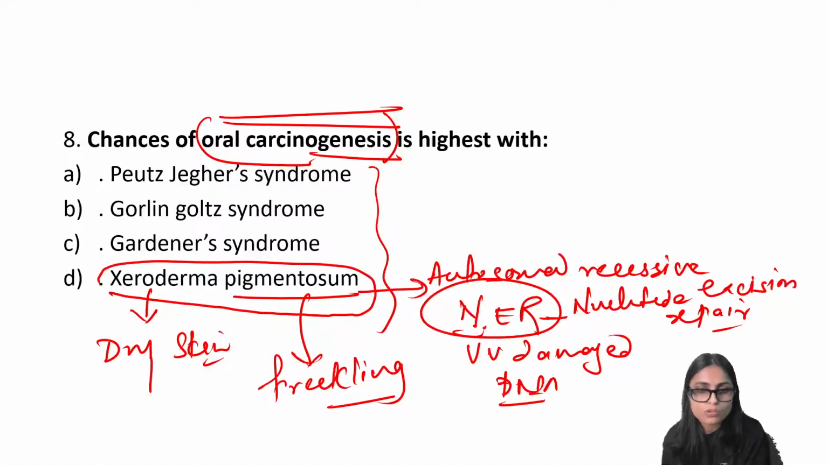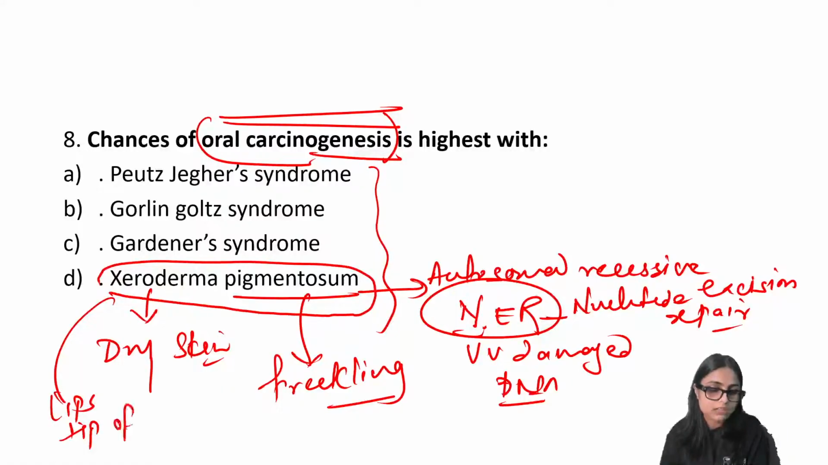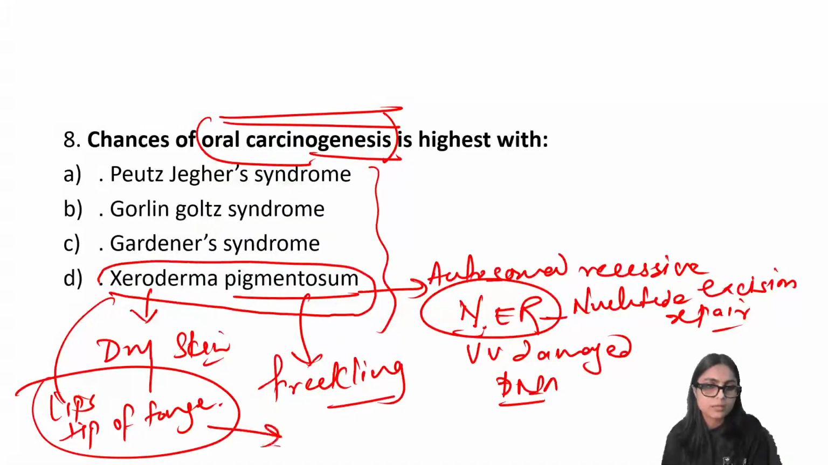Okay. So when there are sun exposed areas, in the oral cavity, what are the most common sun exposed areas? We have lips, we have the tip of the tongue. There are high chances that this condition can cause SCC, squamous cell carcinoma of the lip and of the tip of the tongue. Okay, because they are sun exposed areas.